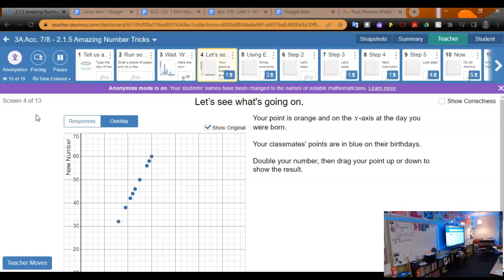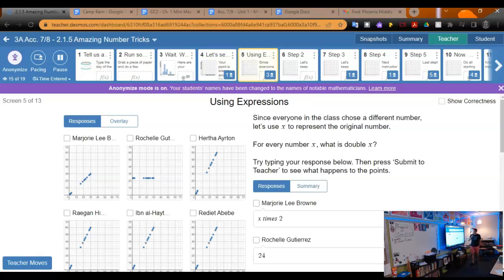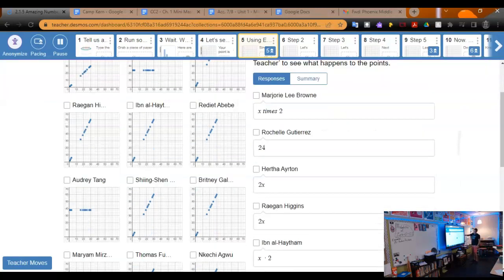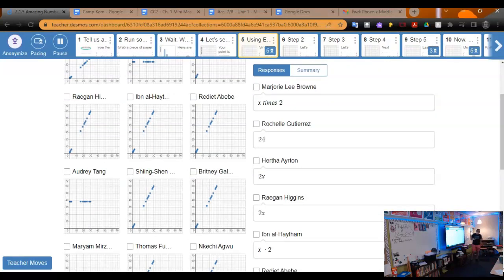Alright, so I see a couple of us staring at this screen. The draft screen. Since everyone in the class chose a different number, what if we just call that x? And then for every number x, what would be double the x? So, would we be certain that it would be 24? No. Not unless x was 12. So if x is 12, yeah. But whoever Rochelle Gutierrez is might want to go back and adjust that because everybody's x is not 12.